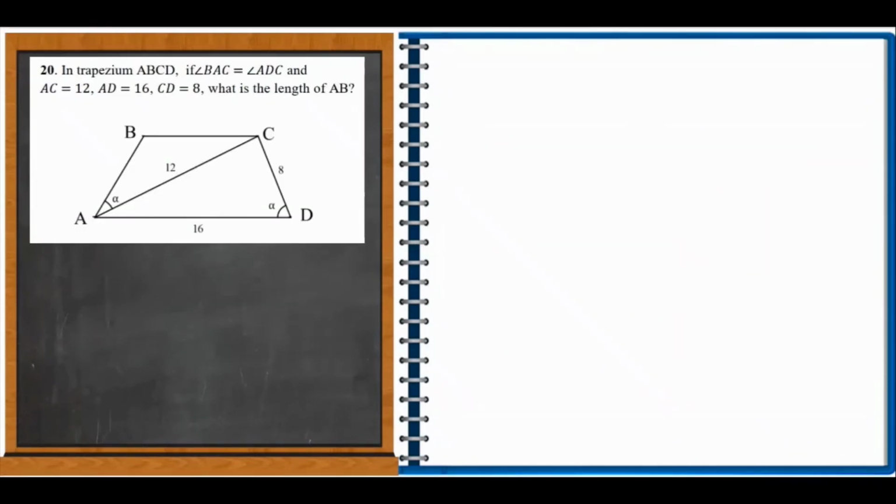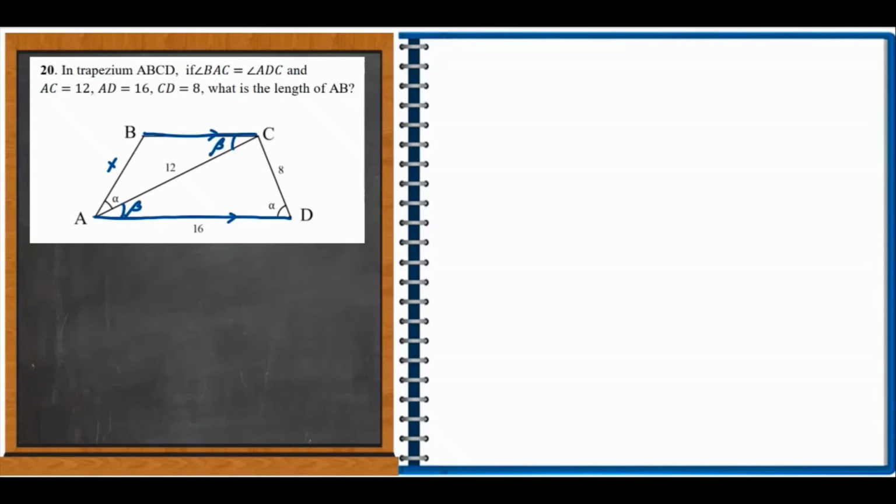Number 20. In number 20, we are given ABCD trapezium. If BAC angle is equal to ADC angle, and AC is 12, AD is 16, CD is 8, we are looking for the length of AB. Now, when we have a trapezium, we must remember that the bases of a trapezium are parallel lines. When we have parallel lines and a transversal, look for the alternate angles. So these two angles are equal. Let's call them beta.